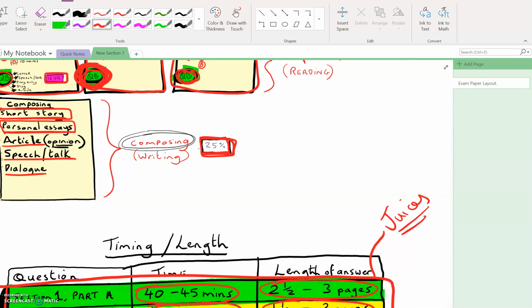explanation of the layout of paper 1. Take a look at the other tabs in the OneNote book to see how to answer specific questions, and also sample answers, and there's also some questions there for you to try. Try them, give them a go, see how you get on.